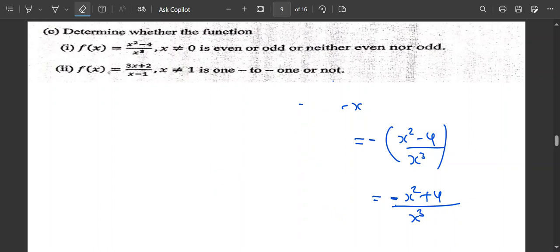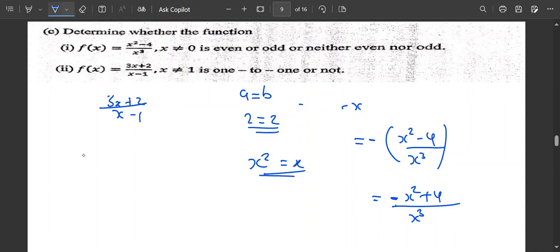Okay, so what we need to do here is, for this one we have 3x plus 2 over x minus 1. I want to show if this function is one-to-one. If the function is one-to-one, then you can produce an expression whereby a equals b. This is what we want, or one letter equals a single letter. But in a situation where a function gives something else, then it's not one-to-one.